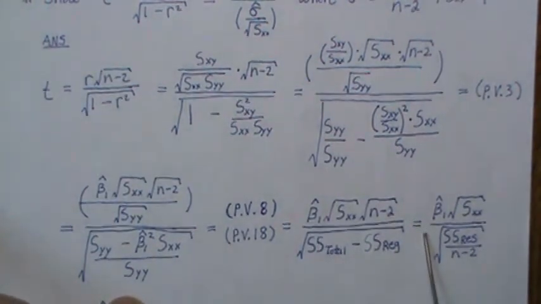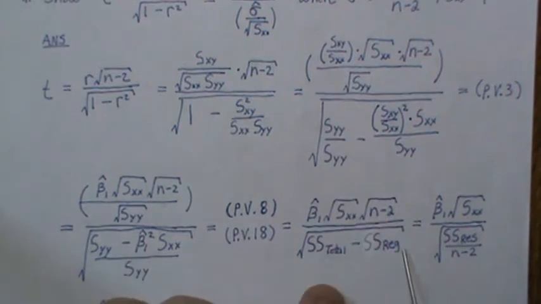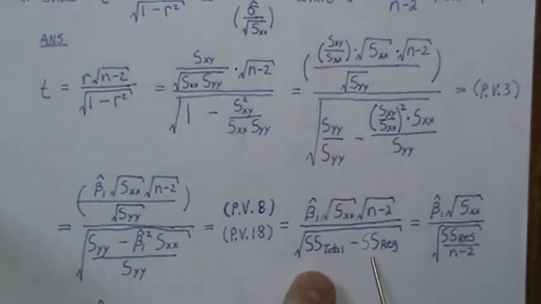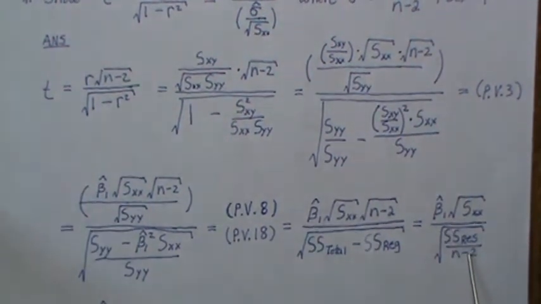Then, so now we have equal. So the n minus 2 we take down. Well, the total minus regression is actually the residual. All right, everything else is the same.